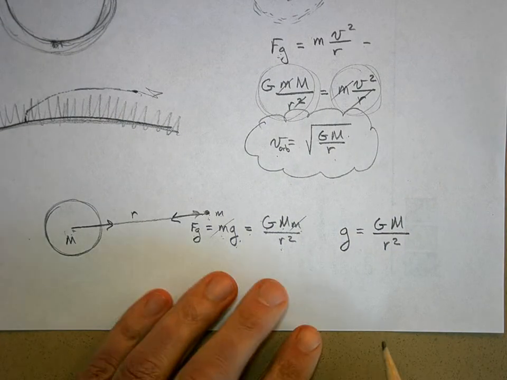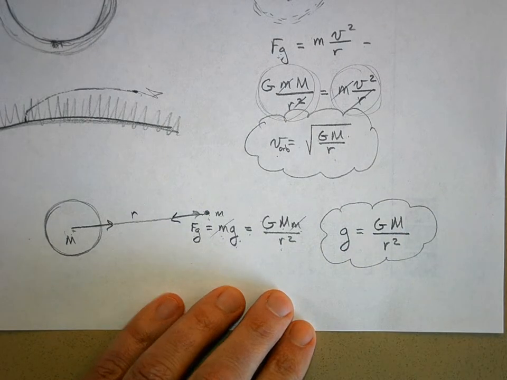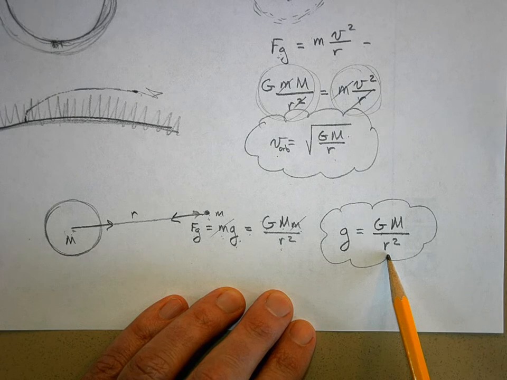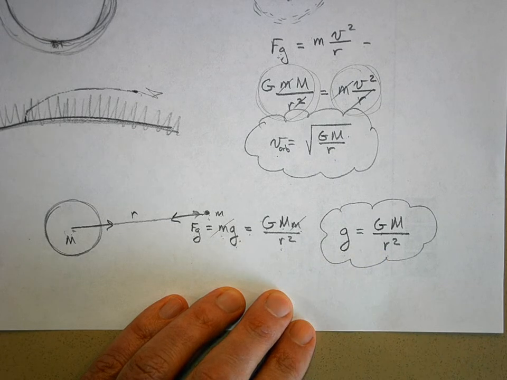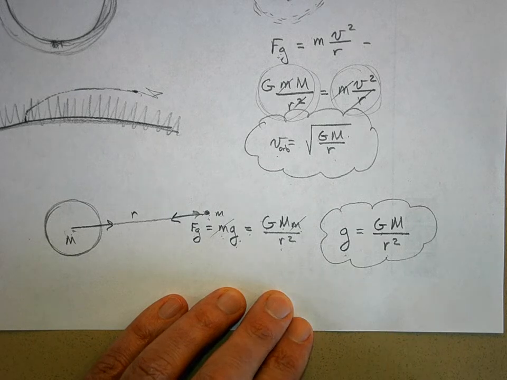It's pretty simple, actually. Now, if you plug in the mass of the Earth and big G and the radius of the Earth squared, plug that all in, guess what you're going to get for g at the Earth's surface? You're going to get 9.8 meters per second squared.